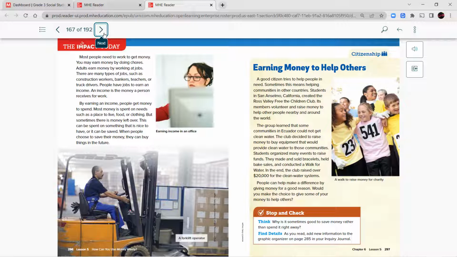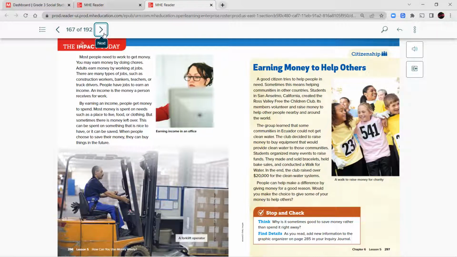Earning money to help others. A good citizen tries to help people in need. Sometimes this means helping communities in other countries. Students in San Anselmo, California, created the Ross Valley Free the Children Club. Its members volunteer and raise money to help other people nearby and around the world.